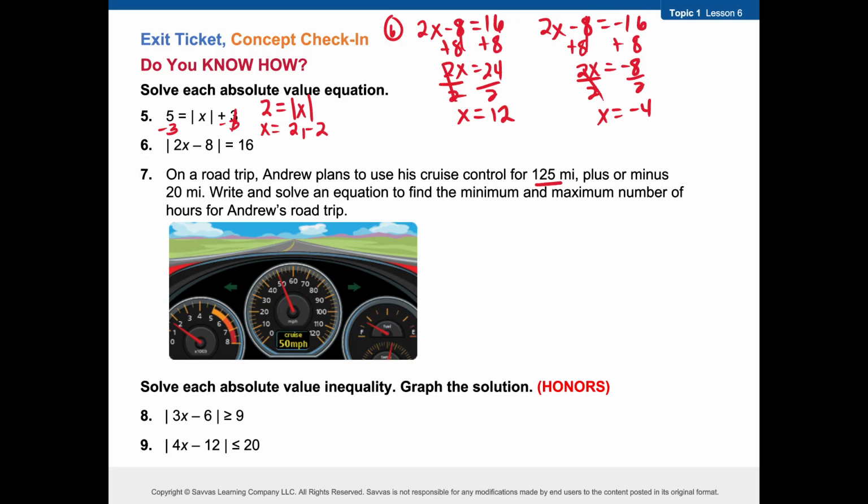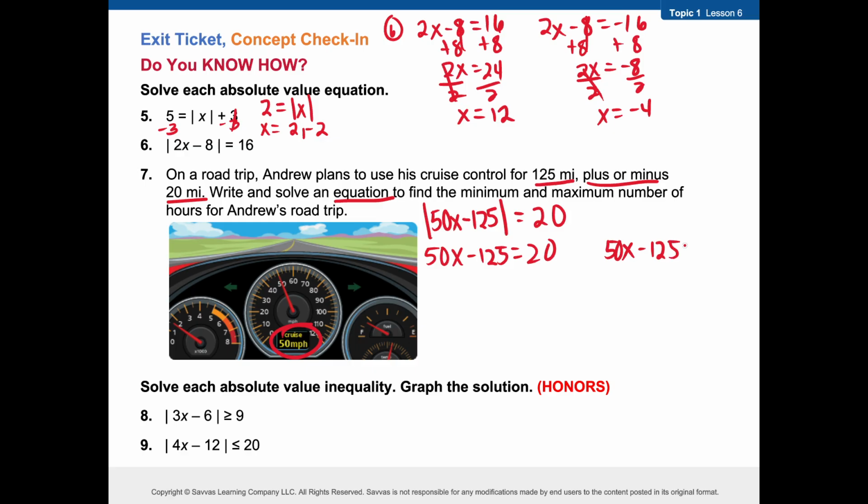On a road trip, Andrew plans to use his cruise control for 125 miles plus or minus 20 miles. Write and solve an equation to find the minimum and maximum hours for his road trip. He's going 50 miles per hour. So 50x minus 125 equals plus or minus 20. So separate it. 50x minus 125 equals 20.